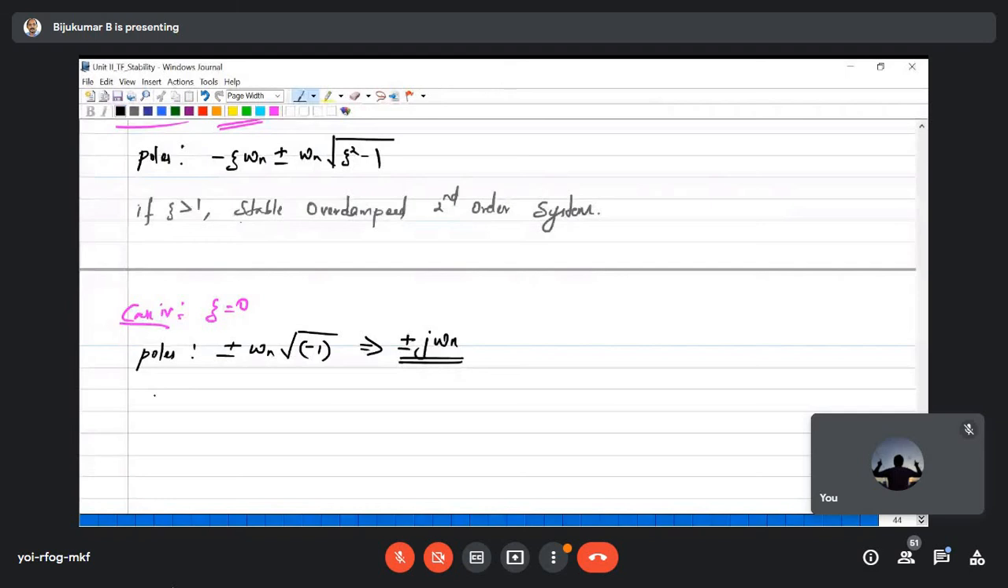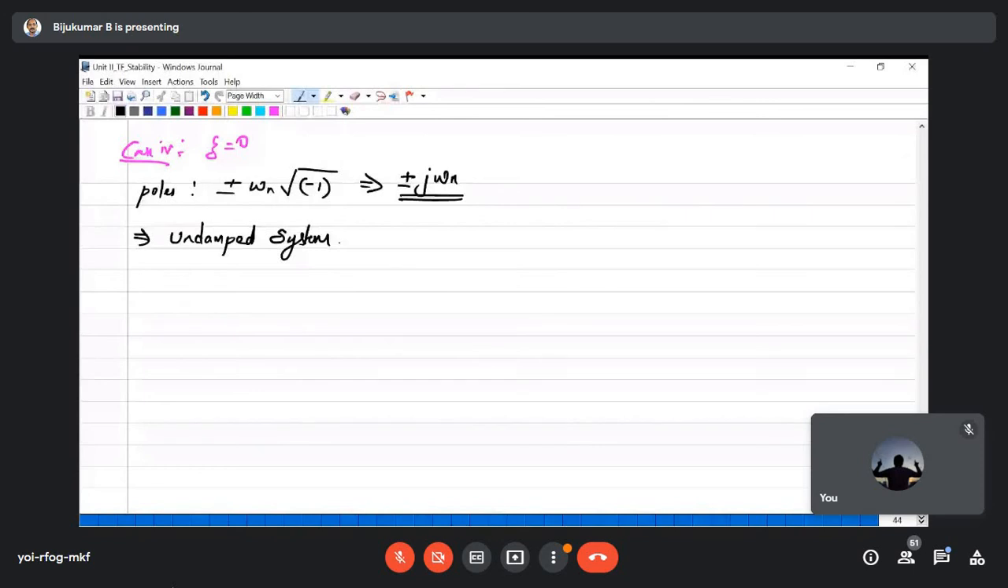And in case 3, when zeta is greater than 1, the poles are distinct but real, right? There is no imaginary part. When zeta is equal to 0, the poles are distinct in nature, and they are complex in nature. There are no real parts, and such systems are called undamped systems. Clear?